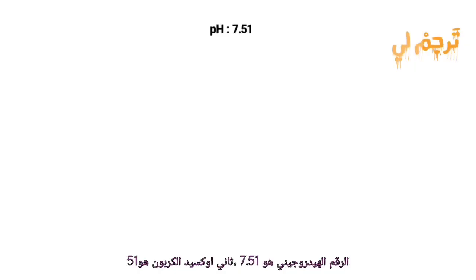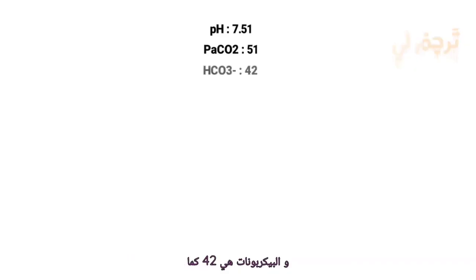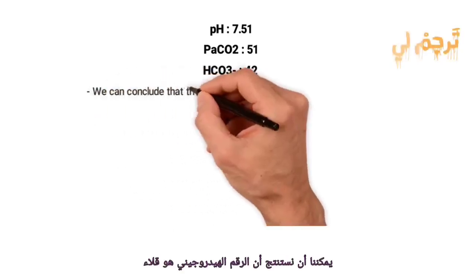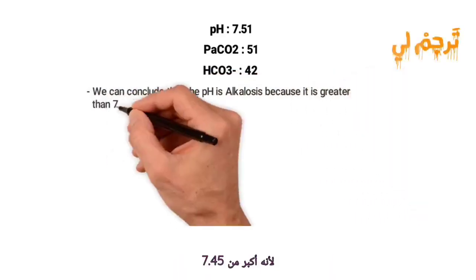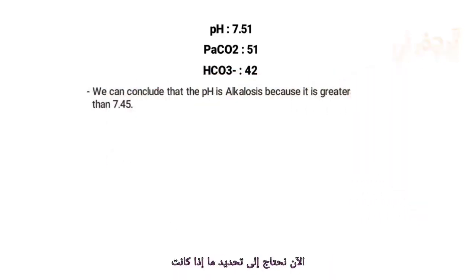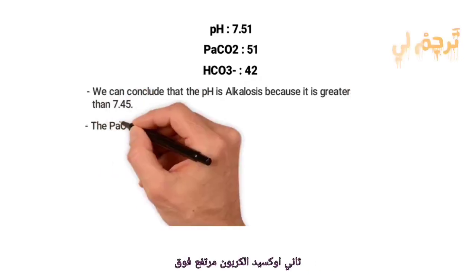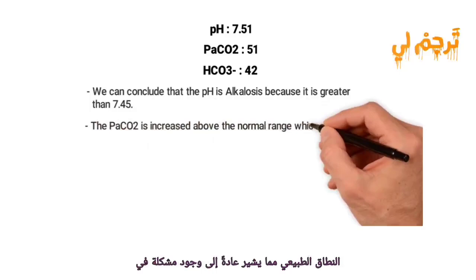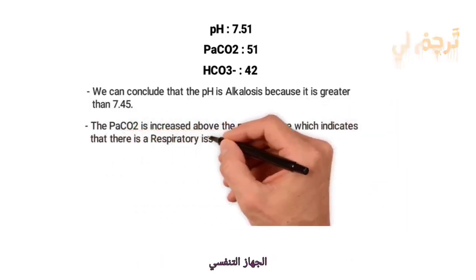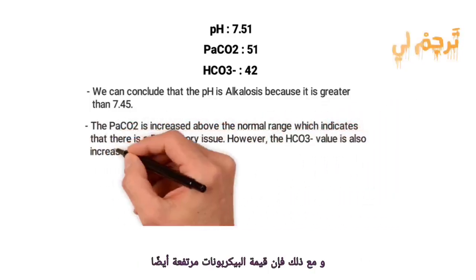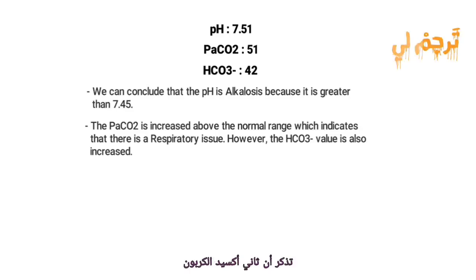The pH is 7.51. The PaCO2 is 51, and the bicarb is 42. As we have already learned using the previous steps, we can conclude that the pH is alkalosis because it is greater than 7.45. Now we need to identify if it is a respiratory or metabolic problem. The PaCO2 is elevated above the normal range, which would typically indicate that there is a respiratory issue. However, the bicarb value is also elevated.